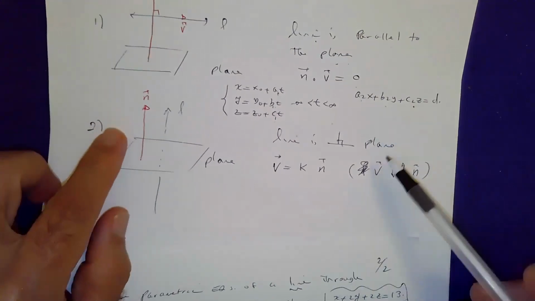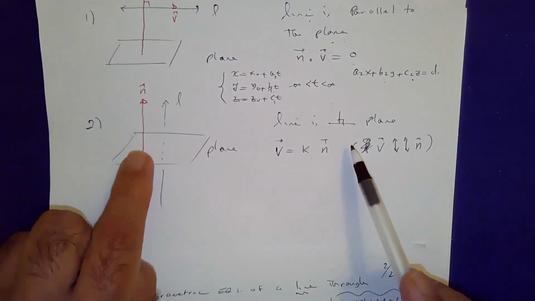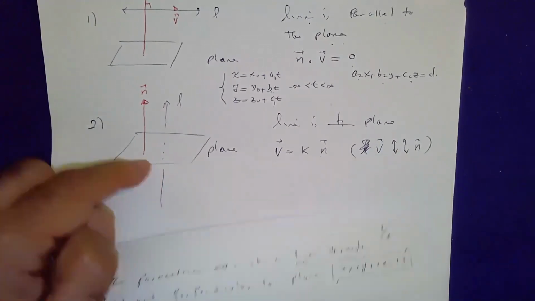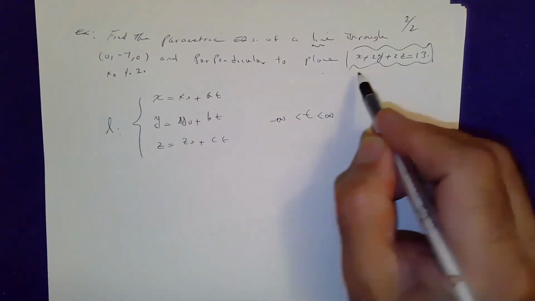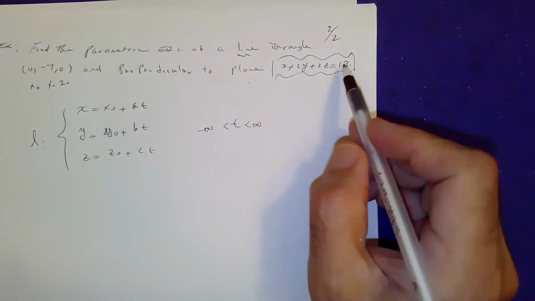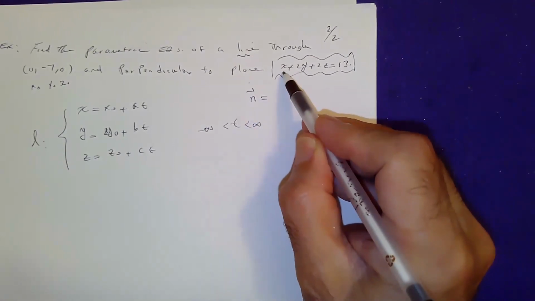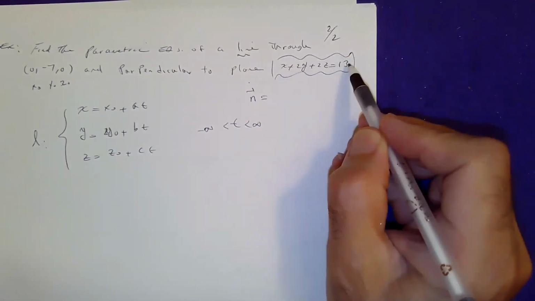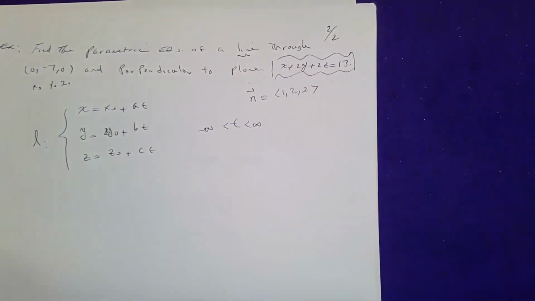Exactly. There it is. The line is perpendicular to the plane, so the vectors have to be parallel. What does that mean? That means by inspection, just by looking at the standard form, find out what the normal vector is, which happens to be the coefficients of x and y and z, once you put the equation in standard form. In this case, it's 1, 2, 2.